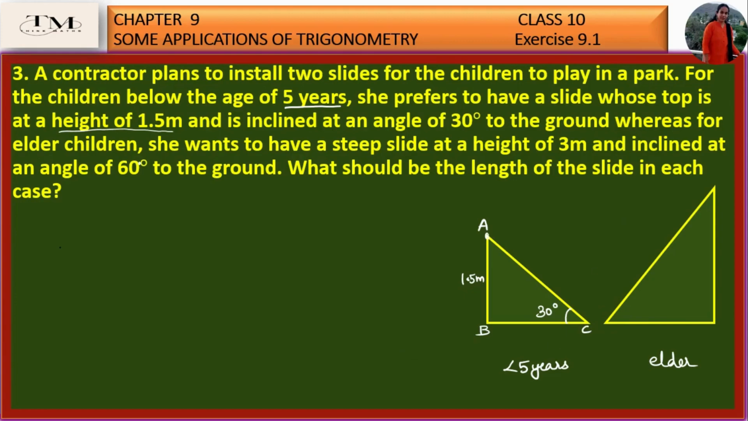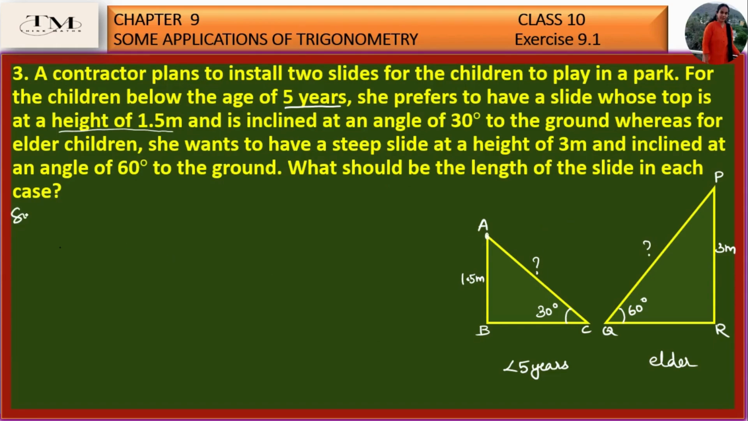Next, whereas for elder children, so this triangle is for elder children, she wants to have a steep slide. So the slide is very steep at a height of 3 meter. So let me assume PQR. So here PQ is the slide. Its height from the ground is 3 meter and is inclined at an angle 60 degree to the ground. What we need to find? What should be the length of the slide? So AC is the slide and PQ is the slide. We have to find out AC and PQ.